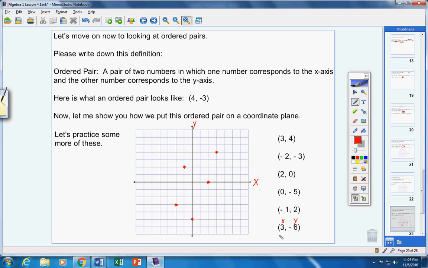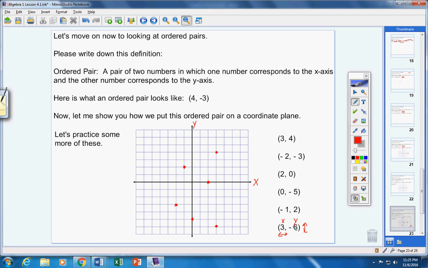x-axis. This is my left-right value. This is my up-down value. So x is positive 3, so I start here and go 3, 1, 2, 3, then go down 6, 1, 2, 3, 4, 5, 6. Why did I go down? Because it's a negative 6.